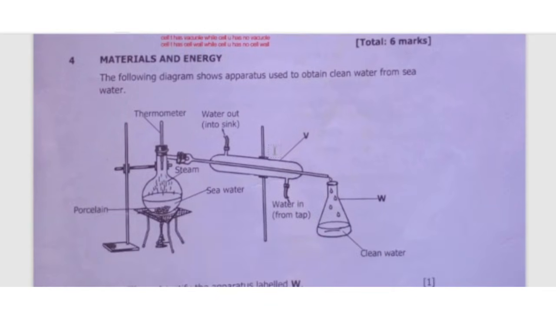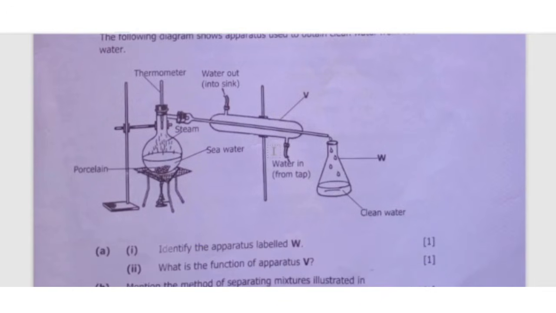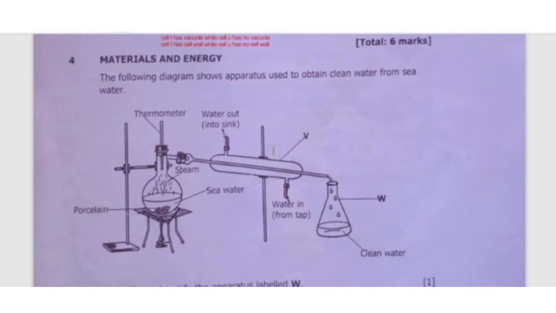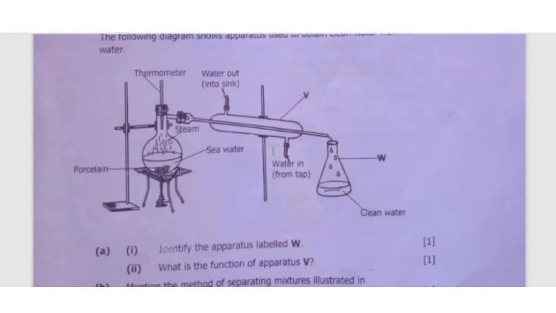So if you have got questions, you can ask. Otherwise, let's go to the next question, which is question number 4. Question number 4 is coming from the topic of materials and energy, and it was as follows. The following diagram shows apparatus used to obtain clean water from sea water. So what we need to do is study this diagram. Pay attention, more especially focus on the letters. For me, I would urge you to pause the video so that you study the diagram properly.